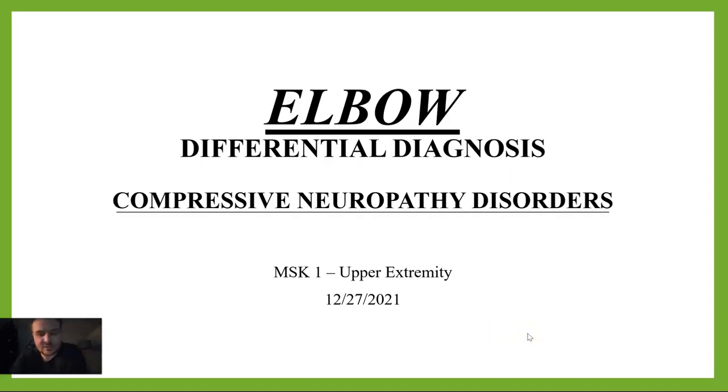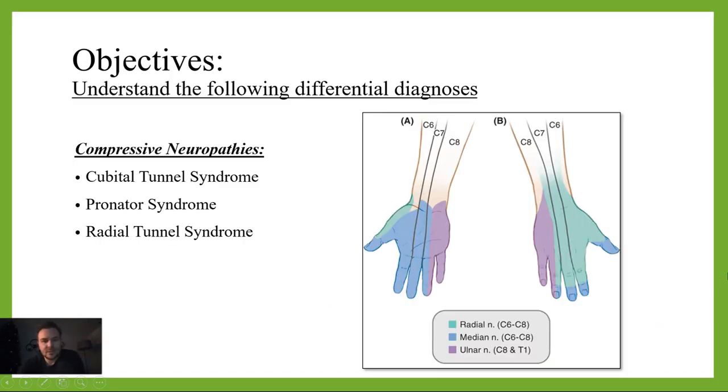Alright guys, the last lecture in the elbow differential non-operative diagnosis series is compressive neuropathy disorders. And so we know the elbow has a lot of different neurovascular structures that course through it. And so we'll get into some of the most common types of compressive neuropathies in the elbow.